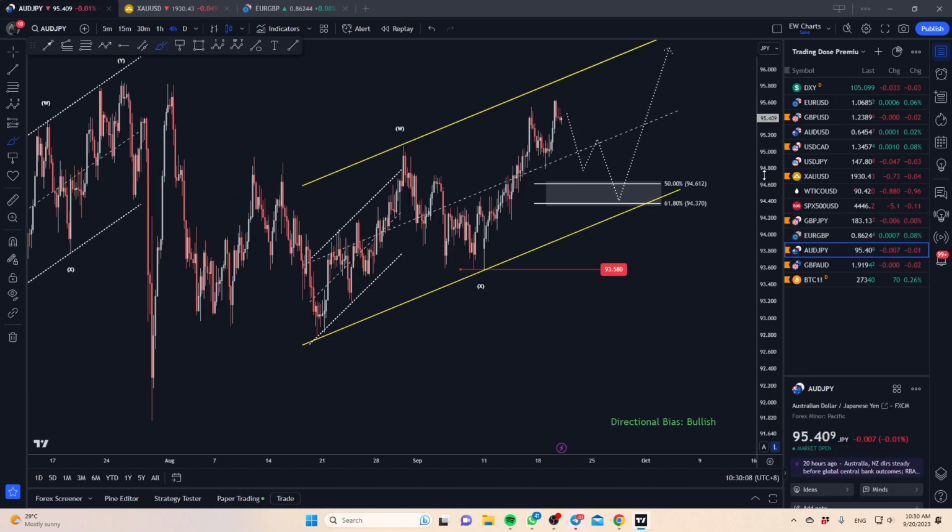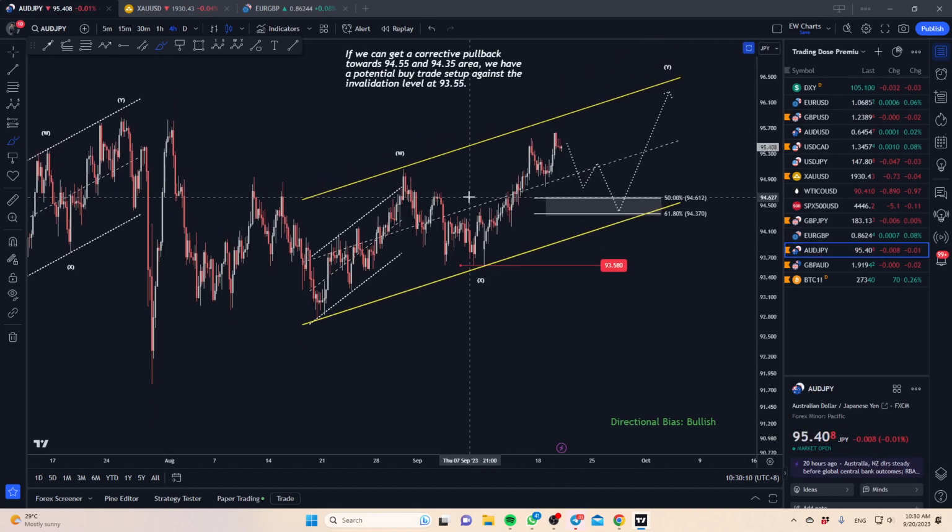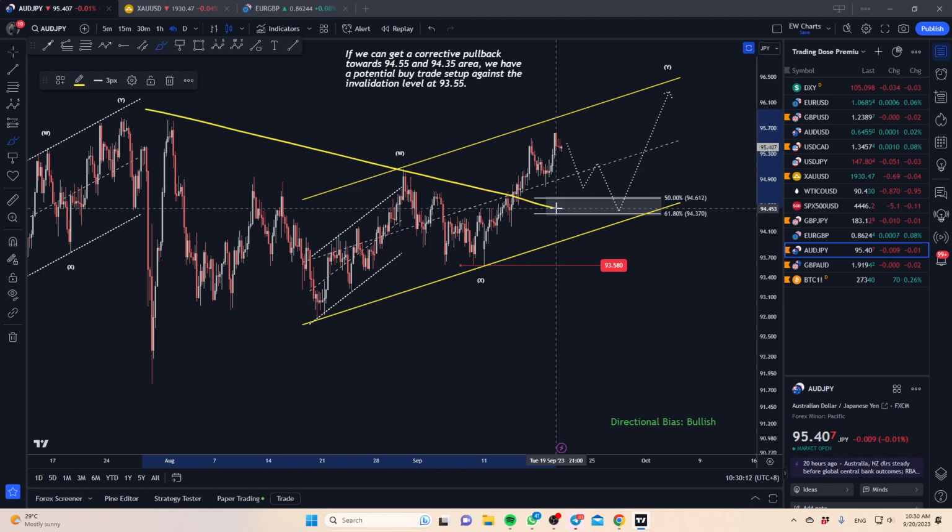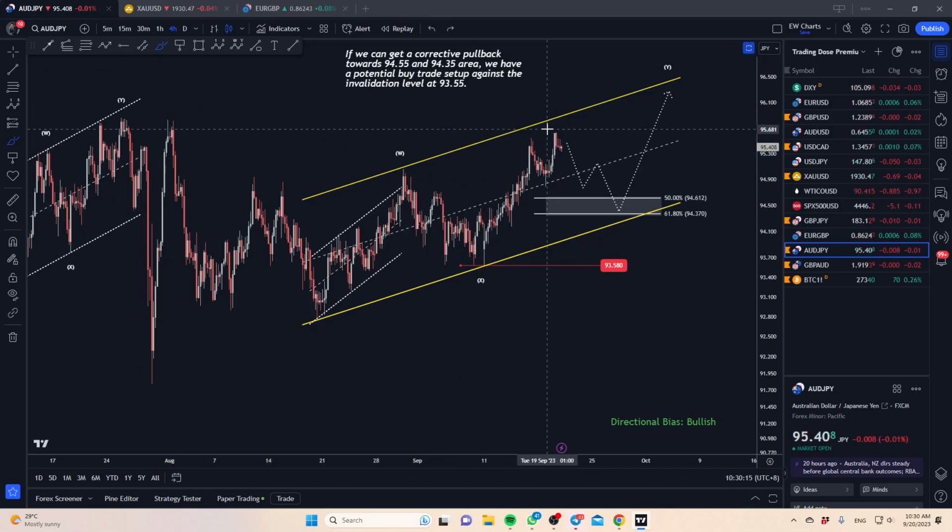Okay, now Aussie yen, we have a break of this structure here. Okay, not very impulsive, but we did get a break and price seems to be able to be sustaining above it. So right now we're just waiting for a corrective structure pullback, and of course near to the bottom of the channel, we can look for a trade to the upside. Okay, very clean, very clear structure over here.